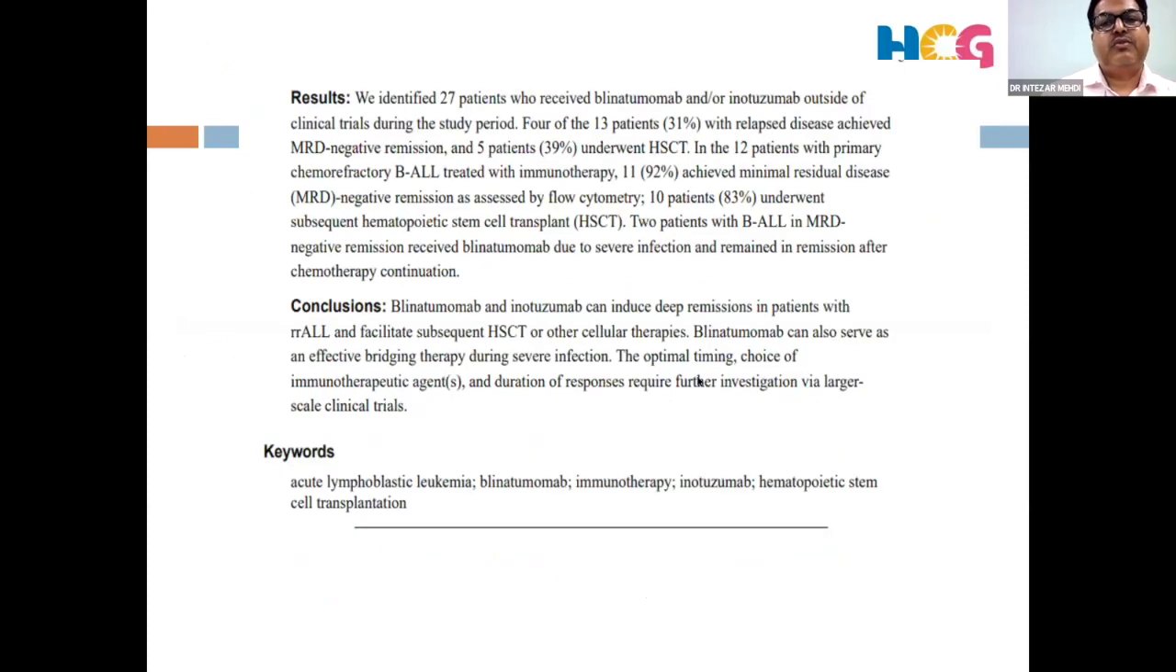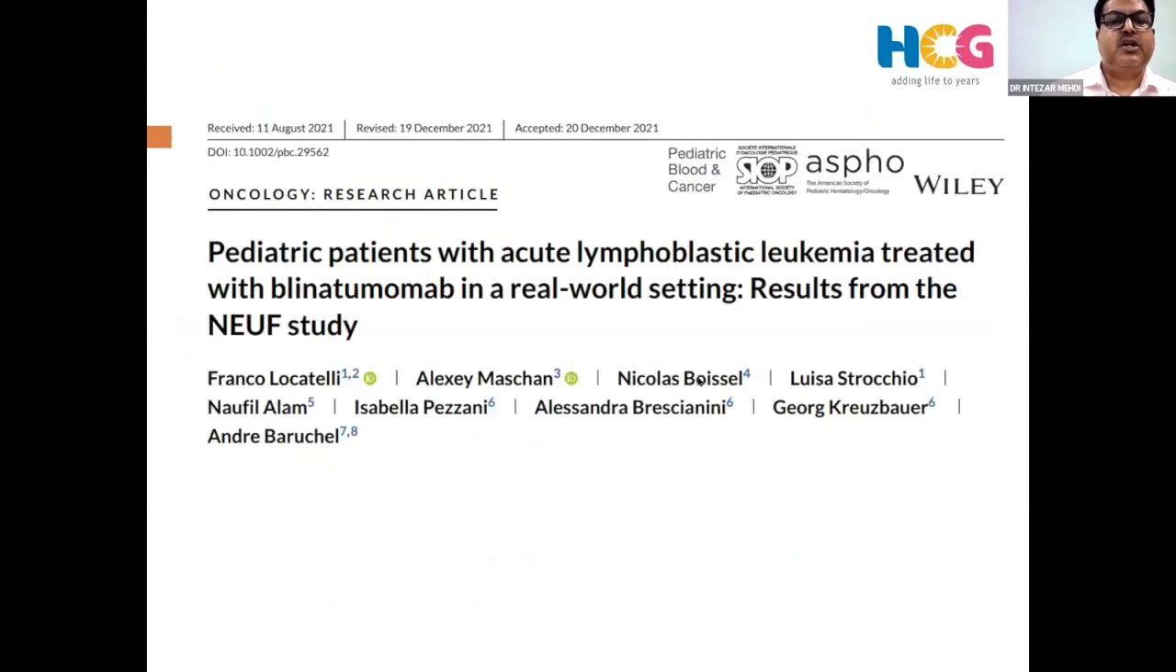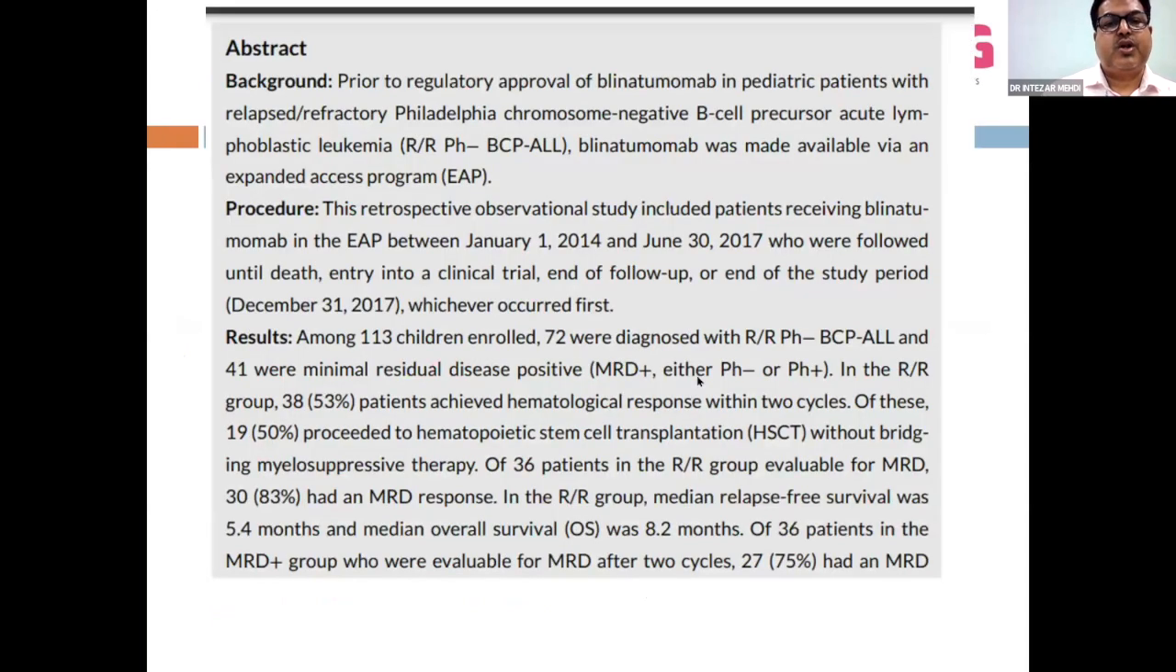And they had about 27 patients in this group, and almost half the patients received Blina, and the other half received inotuzumab. It was relatively well tolerated, and it was used as a bridging therapy, and most of the patients underwent transplant after this. And this was a big paper from Franco Locatelli and group again in 2021. This had about 113 children. It was a retrospective study, and this was used before the approval, in a compassionate-use expanded access program.